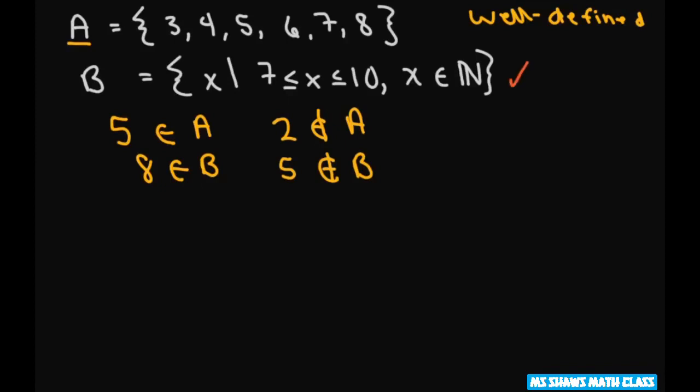All right, let's read this one. This is the set of numbers x such that 7 is less than or equal to x, which is less than or equal to 10. And this says x is an element of N, but usually you read this as x is a natural number. Hence, if we write out the set B, that would be 7, 8, 9, and 10. Those are natural numbers, and they satisfy this inequality.